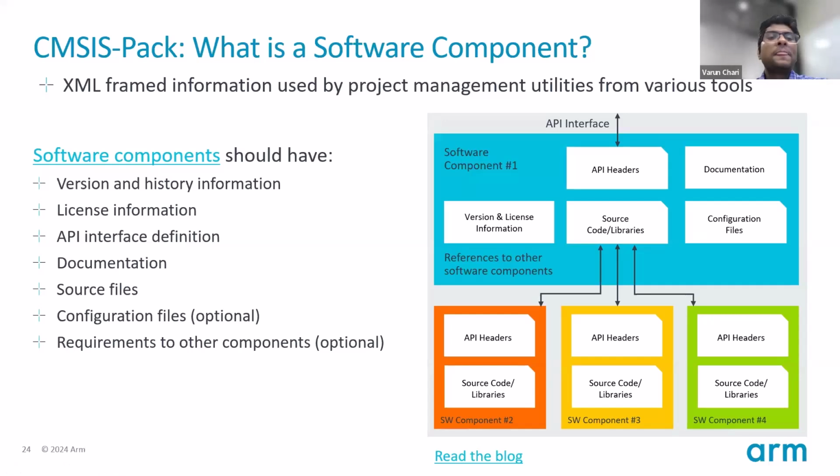These are some of the basic necessities of a software component. You should have a version and history, licensing, and API definition, because documentation is really important since we are standardizing. Documentation plays a very important role for an application developer to understand how it works. Source files and configuration files are optional, but we highly recommend them because they give flexibility and detail. And then requirements to other components: if one component is dependent on another component, you need to define the dependencies.